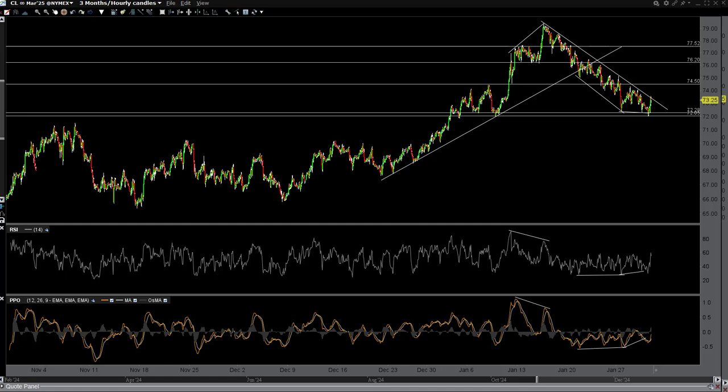Let me go over the rest. Natural gas is sucking wind. It still has the divergence on the 60-minute chart. But remember, it had that negative divergence that continues to play out. I need to see a little more there.